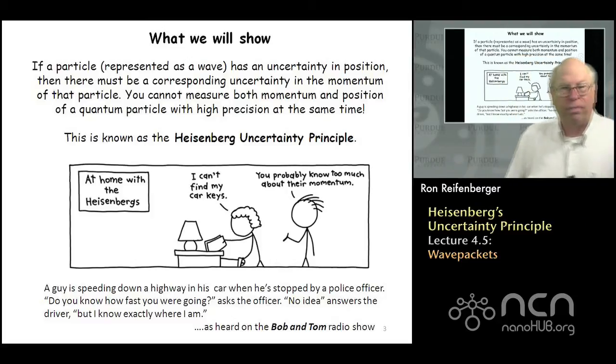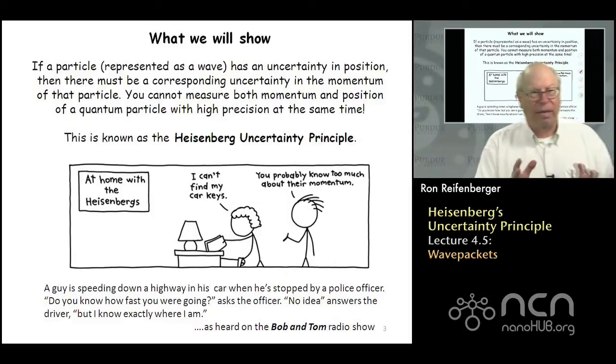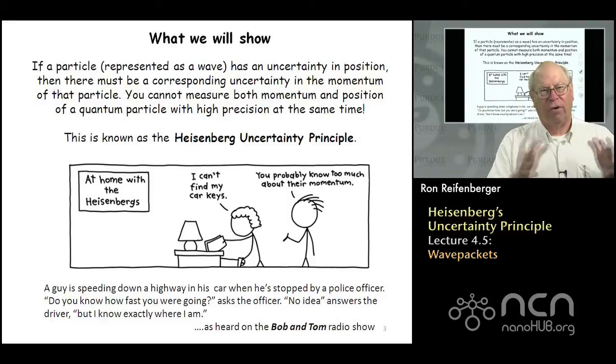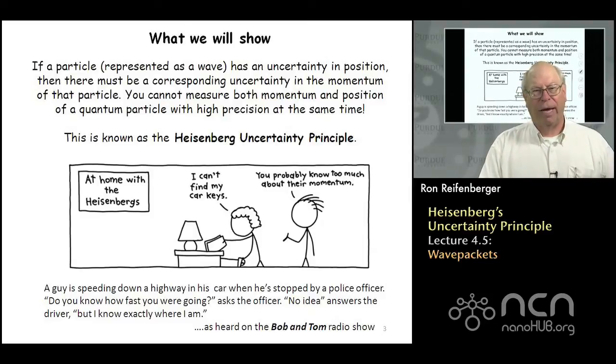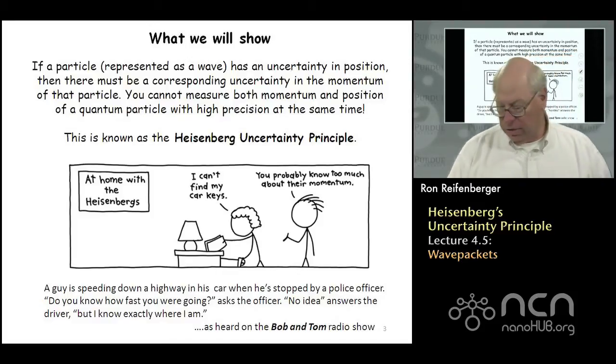So what is the purpose of this lecture? Well, what we're going to show is that if a particle, which is represented as a wave, has an uncertainty in position, so that means it's localized to some region in space, then there must be a corresponding uncertainty in the momentum of that particle. So there's a correlation between uncertainty in position and uncertainty in momentum. This correlation is fundamental. It's just built into the math. You can't get around it. It just means that when you localize a particle, you have a very difficult time measuring its momentum with high precision. The uncertainties in position and momentum have to satisfy what is known as the Heisenberg uncertainty principle. And so that will evolve as the lecture progresses.